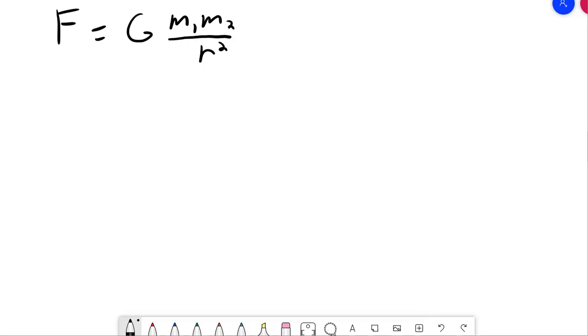And so we just plug in our numbers here. And if you do that, then you'll get 5.34 newtons. So that's the force between these two objects.